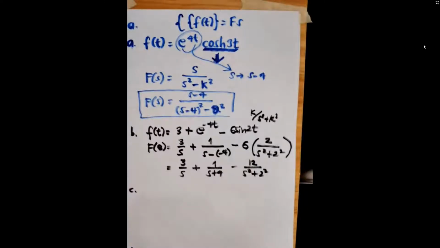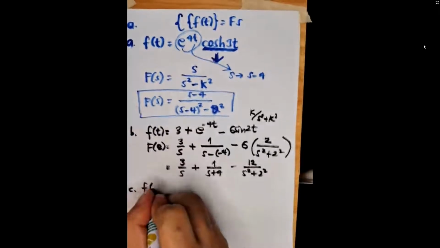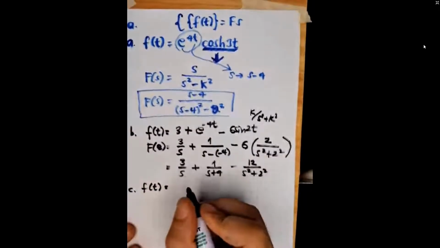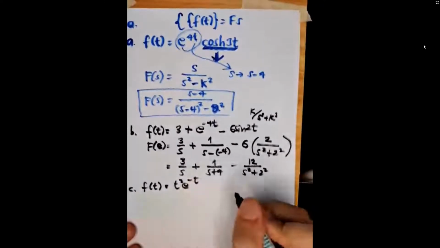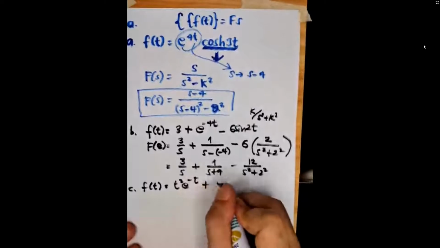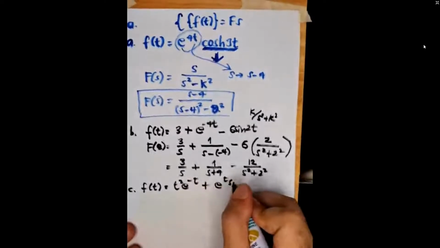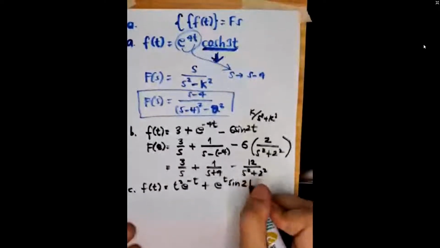Okay. Do you have may copy ba kayo nung formula? May copy naman kayo, no? Ayan. So next one. So yung f of t natin, so that's equal to t squared e raised to negative t plus e raised to t sine of 2t.